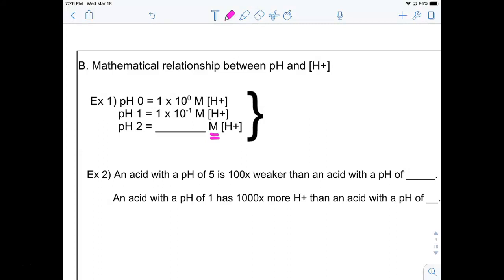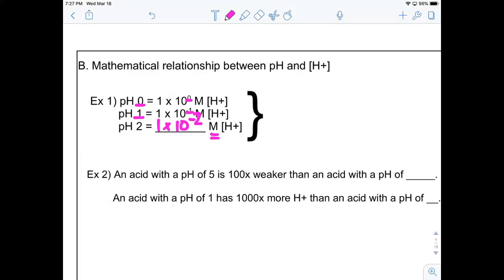So if you notice the relationship, whatever the pH is, the exponent of the hydrogen ion concentration is equal to that, but as a negative number. So you're never going to have to calculate this, but you would have to notice a pattern and be able to fill in the blank. So if that's my pattern, what would be the hydrogen ion concentration if the pH is 2? Well, we just said the exponent in negative version is equal to the pH. So 1 times 10 to the negative 2 would be the molarity there.